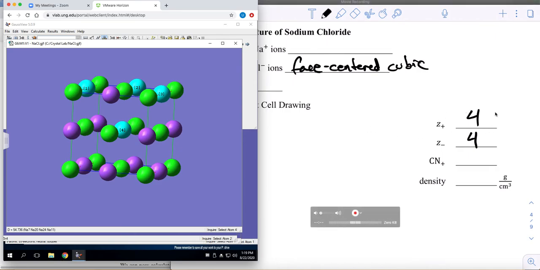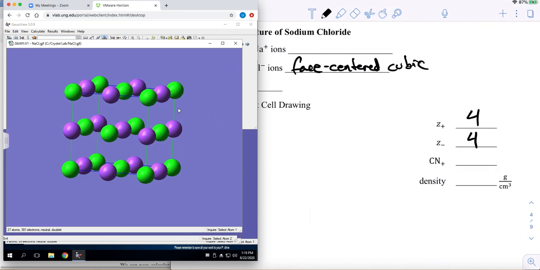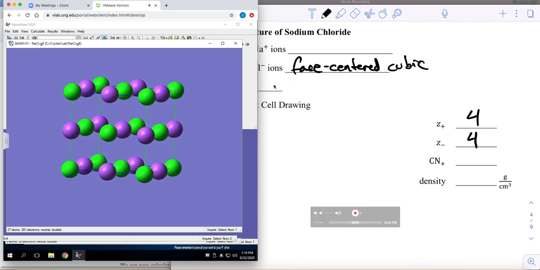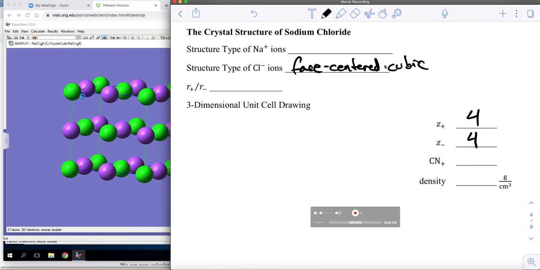So it is 4 for my Z plus as well, but just looking at the unit cell can be kind of overwhelming as far as how you can figure that out. So that's why I think always start with your anion, just find the structure type. The structure type immediately gives you Z minus, the same way we did for our pure metals at the beginning. And then you can get the Z plus by balancing your charges. That's what I think is usually the easiest way to do that.